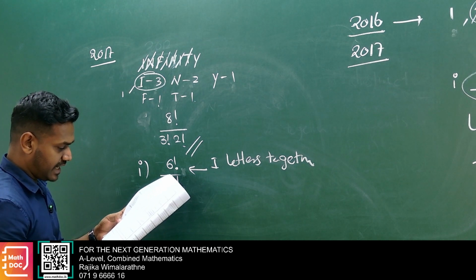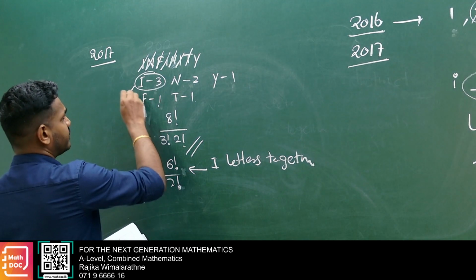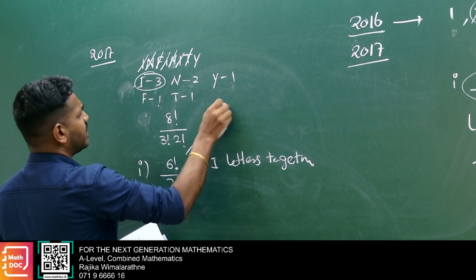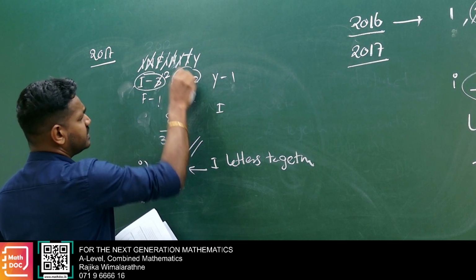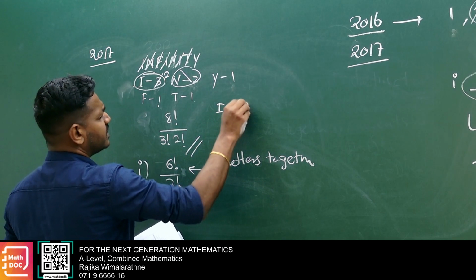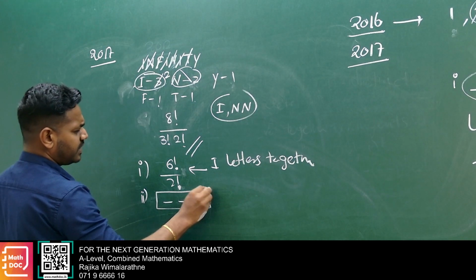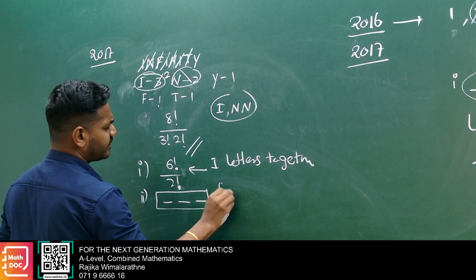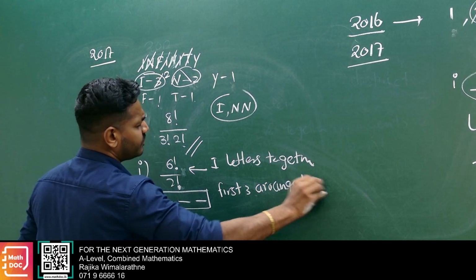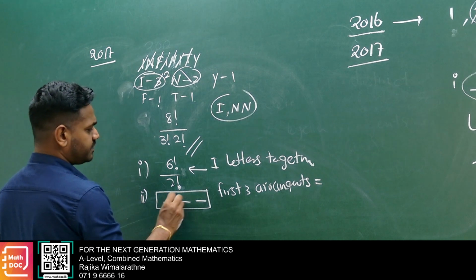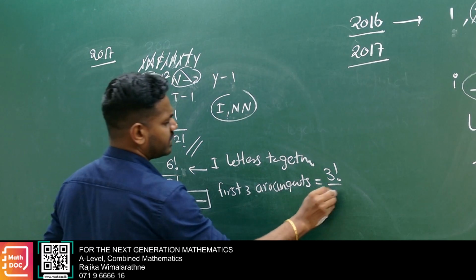exactly 1 I letter and both N letters are in the first 3 letters. Then you select 1 I, and the both N letters, you have to arrange in the first 3. Here we have 3 spaces, 3 letters, so 3 factorial divided by 2 factorial for the first 3 arrangements.